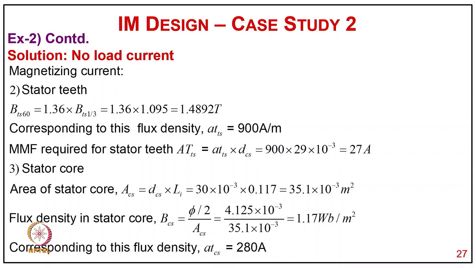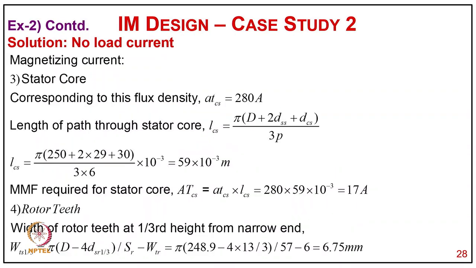And now for the stator core, the area of the core ACS equals DCS into LI, so it comes 35.1 into 10 power minus 3 meter square, and the flux density in the core BCS is phi upon ACS, so it comes 1.17 Weber per meter square. Corresponding to this flux density the per unit MMF ATCS comes 280 ampere per meter. Calculating the length of the magnetic circuit part in stator core, LCS equals pi into D plus DSS plus DCS by 3P, which comes 59 into 10 power minus 3. So the MMF required for stator core ATCS equals small ATCS into LCS, so putting values it comes 17 ampere.